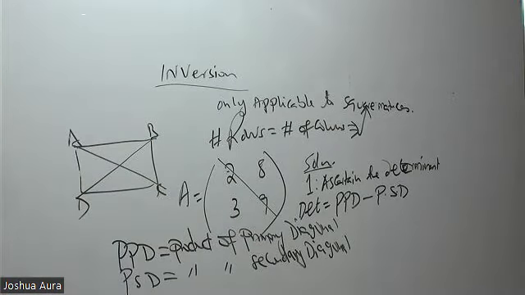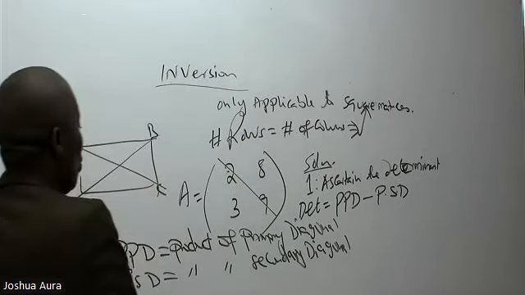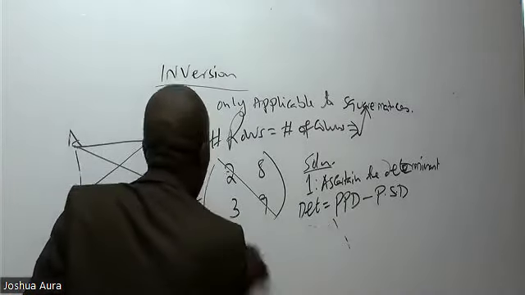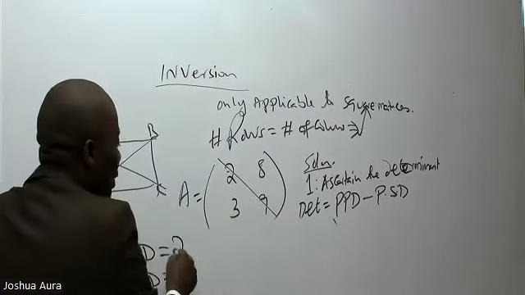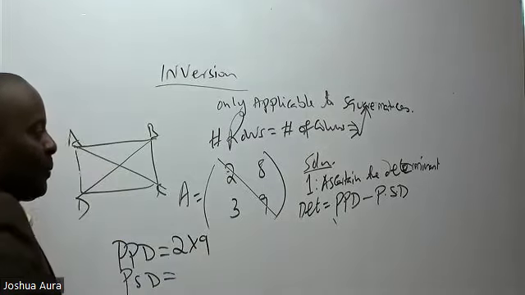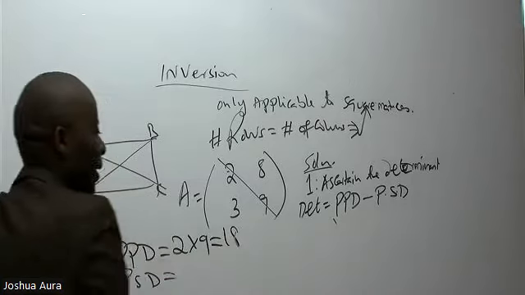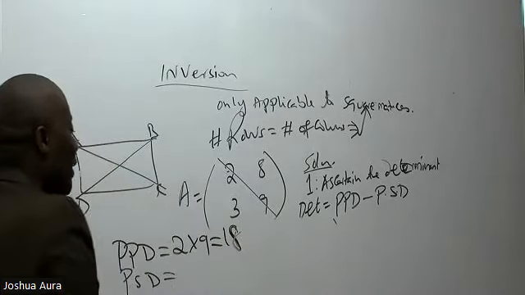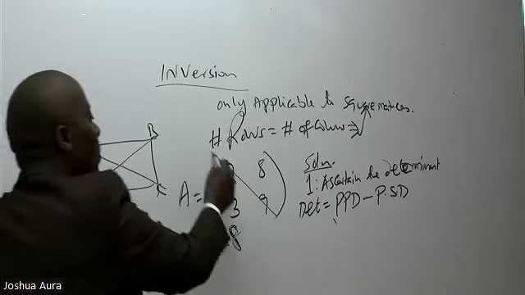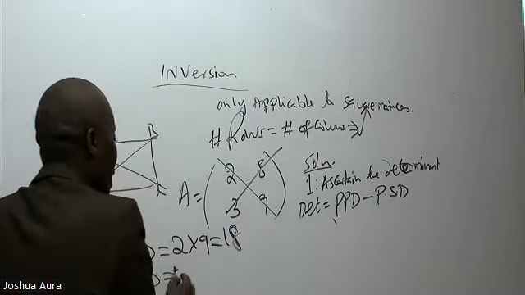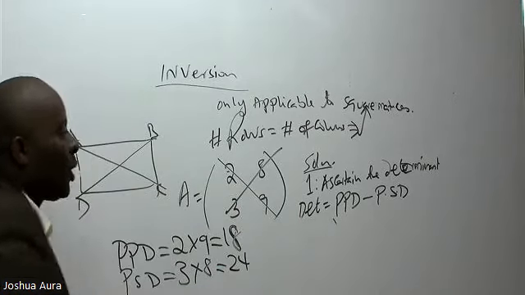Ladies and gentlemen, please listen very carefully. I want to get PPD. Product means I multiply. So in this case PPD will be 2 times 9, which is 18. And then I go to the secondary diagonal, also called the lagging diagonal. If this is primary, then the other one is secondary. So it will be 3 times 8. 3 times 8 gives me what figure? It gives me 24.